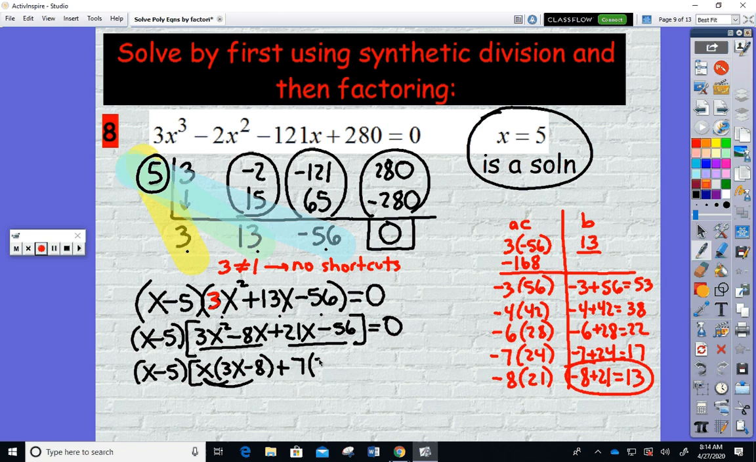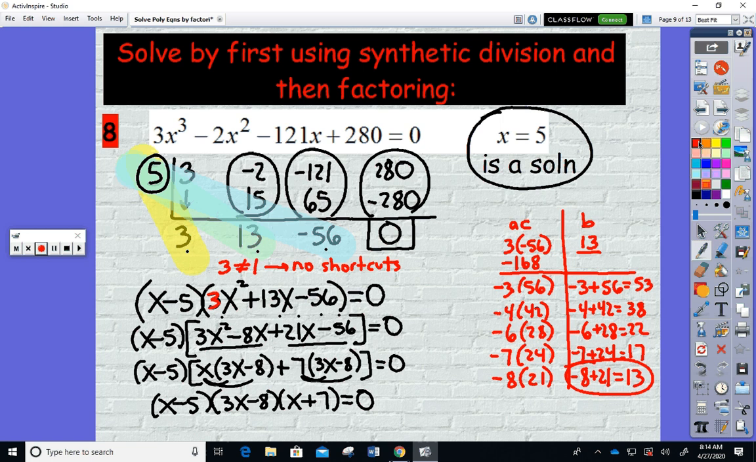And sure enough, it better be 3x minus 8. If you double check, 7 times 3 is 21x. 7 times negative 8 is negative 56. So we're rocking and rolling here. x minus 5 times, on the inside, 3x minus 8 and x plus 7. This has been a pretty long problem, but we are at the point of being done.